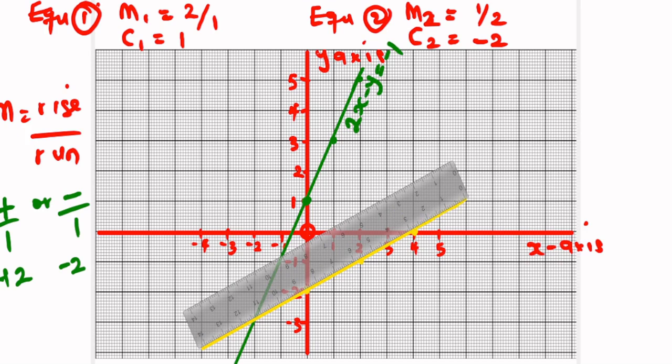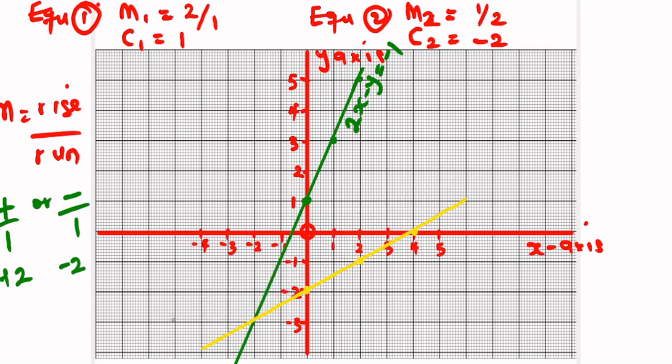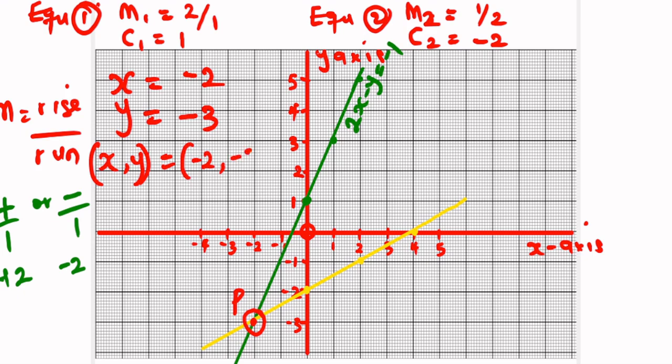So now that I've been able to do this successfully, let's remove the ruler. So if you look at this graph also, it is the same with the first method and the second method. They met here. Well, let's circle it and call it P. So they met when x is minus 2 and y is what? Minus 3. So therefore, the solution of this graph is when x is minus 2, y is minus 3. So if you want to write it as a coordinate, it becomes minus 2, minus 3.